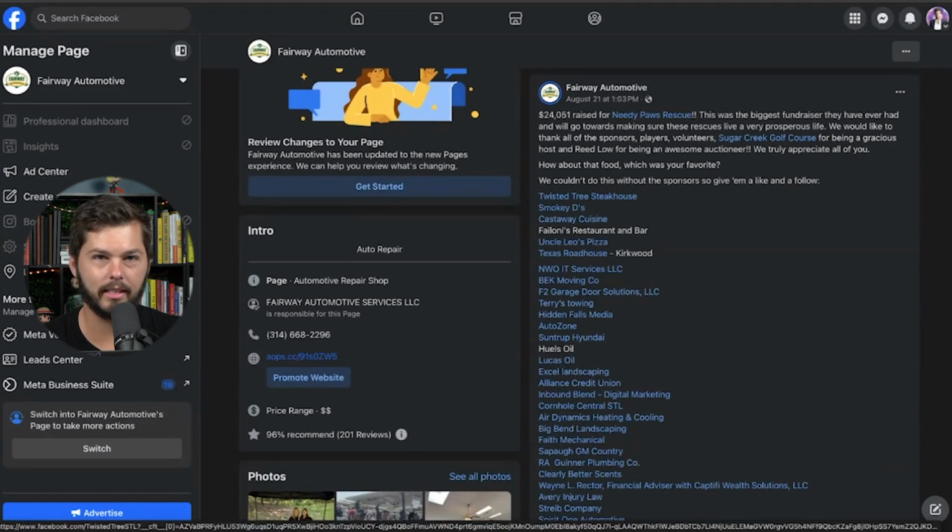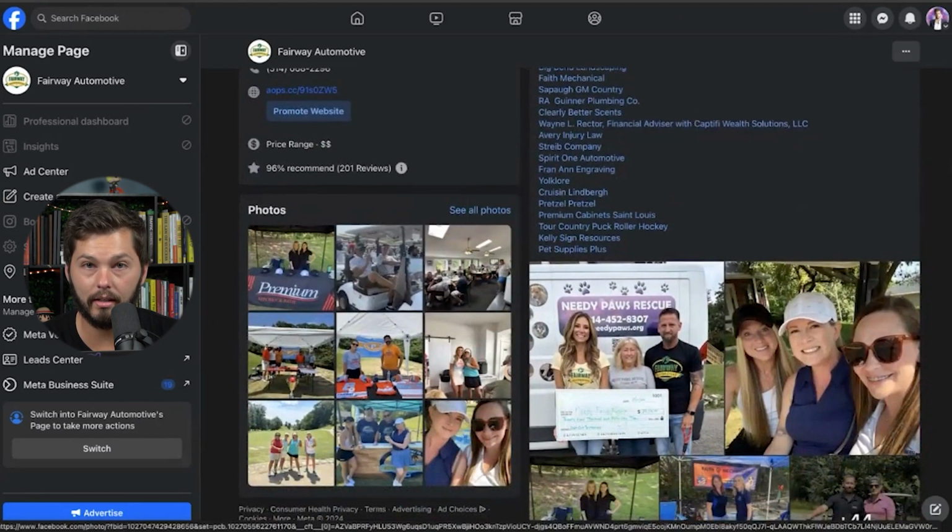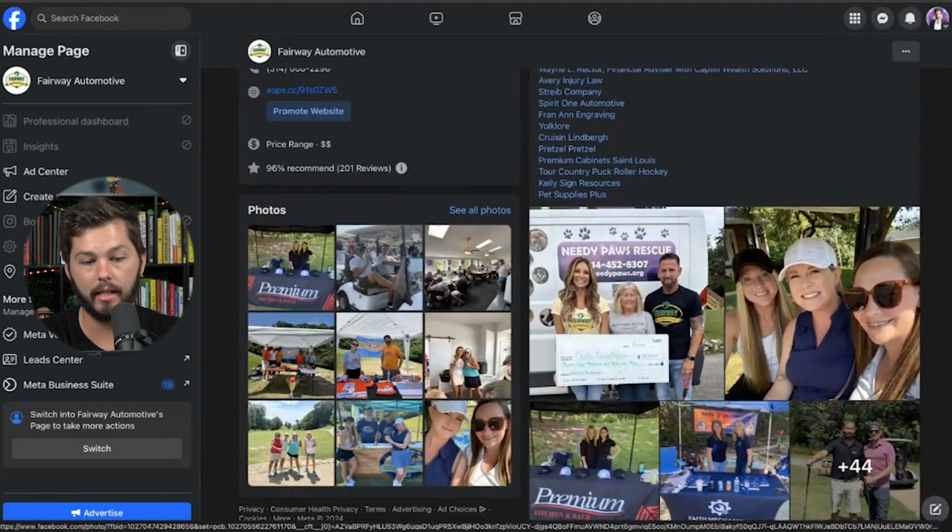So they're tying their business to something that contributes back to the community. This was the biggest fundraiser that we have ever had, and will all go towards making sure that these rescues live a very prosperous life. They're thanking the golf course, and then they're getting all the businesses that help sponsor that event a tag inside of here, knowing that these businesses want that content shared as well, because it's goodwill out there in the marketplace for not only Fairway, but it's also good for all the other brands that are supportive inside of there.